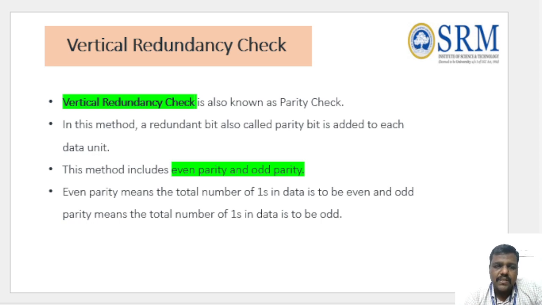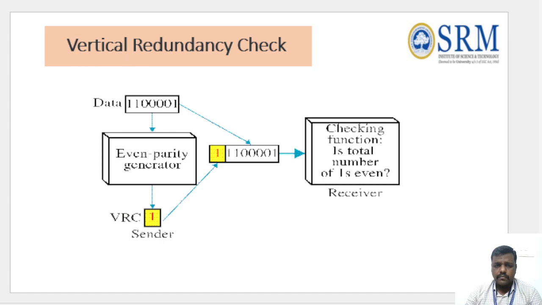This vertical redundancy check, otherwise called parity check, has two parity checking methods, but we'll mainly focus on even parity. We'll try to make the number of ones in our original data, added with the parity bit, be even. So here comes an example of how to make data of even parity.